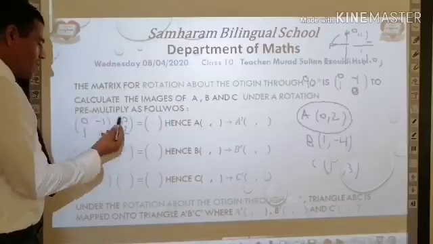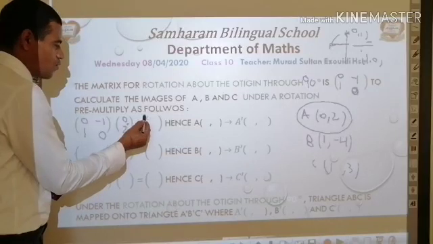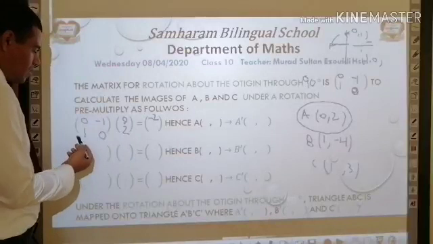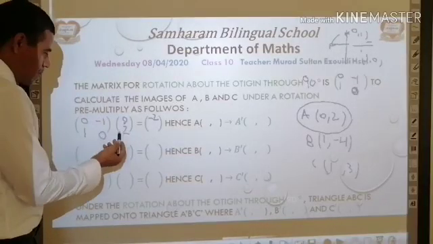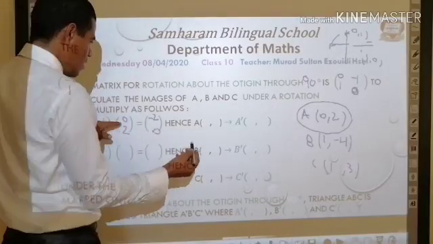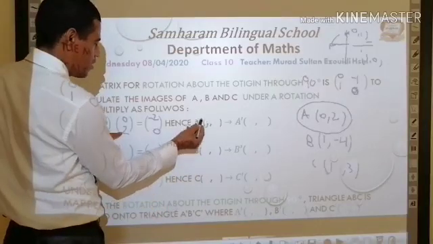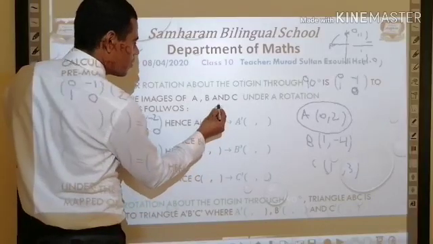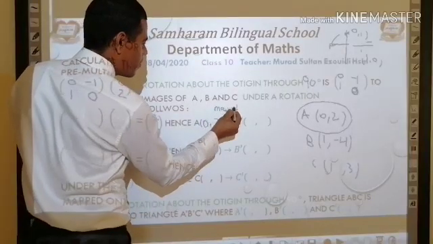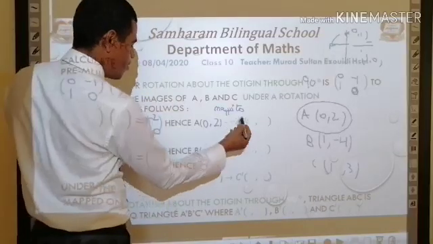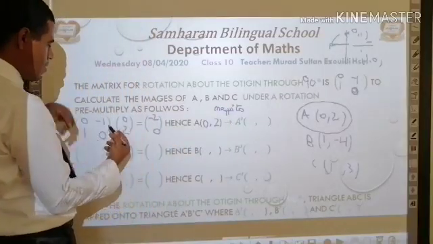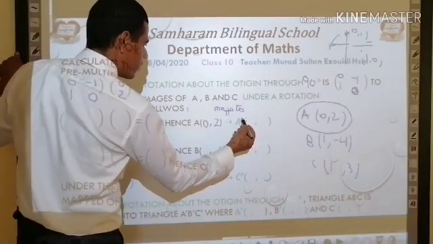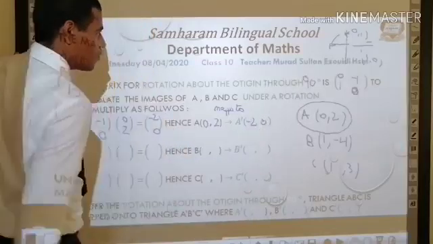Then just multiply. 0 by 0 is 0. Negative 1 by 2 is negative 2. Negative 2 plus 0 is negative 2. Then 1 multiplied by 0 is 0, plus 0 multiplied by 2 is 0. Hence the coordinates of A, which is 0, 2, maps to negative 2, 0.